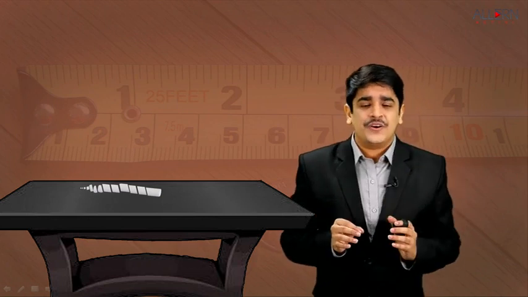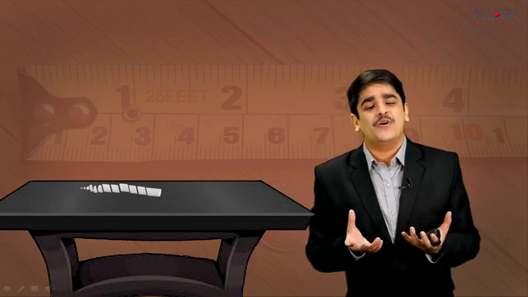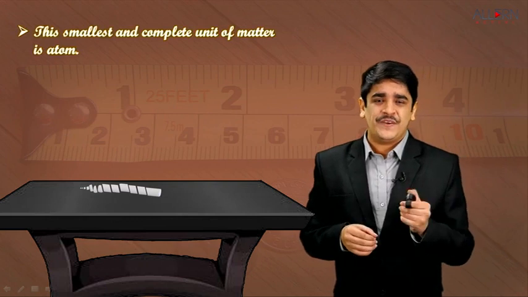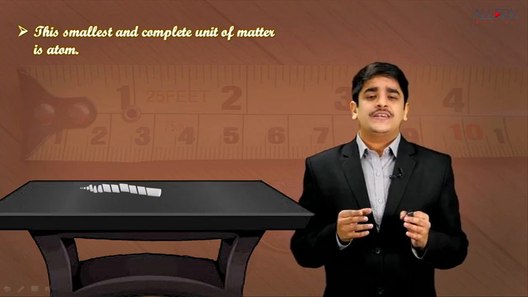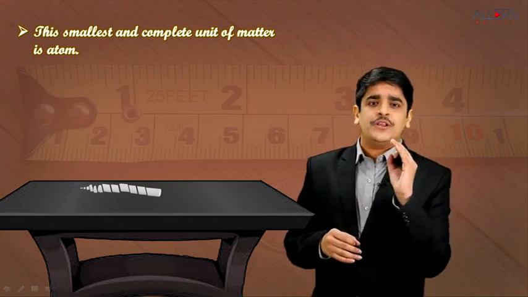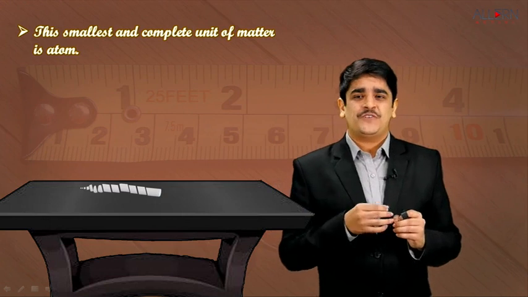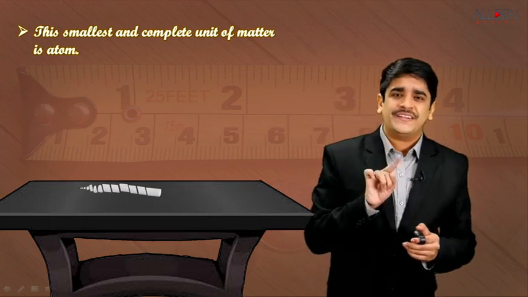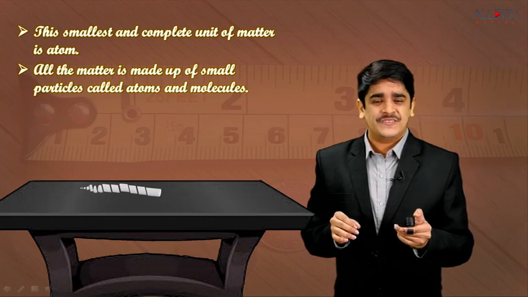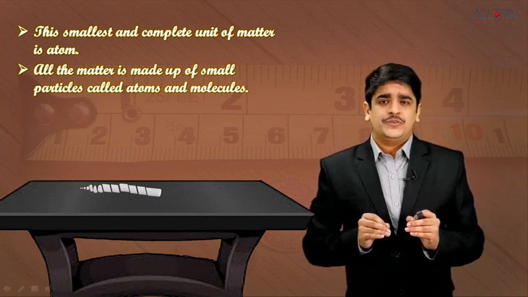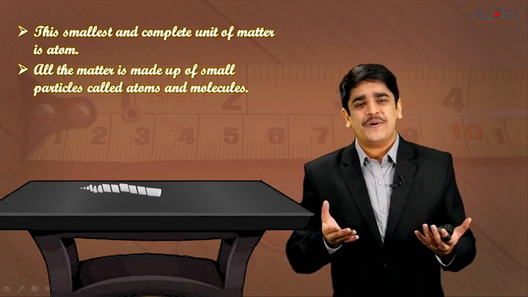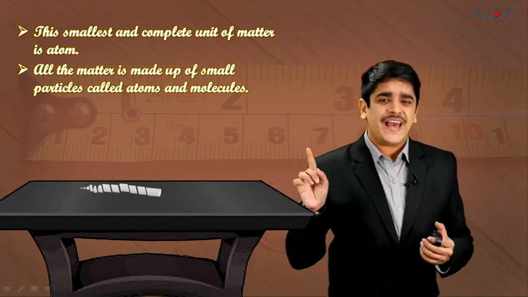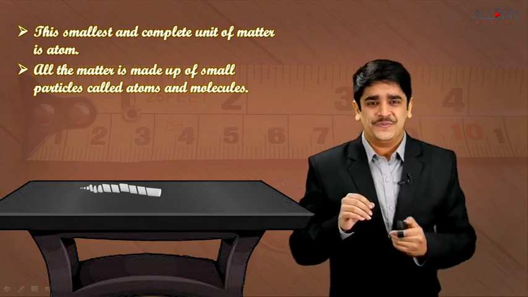And atoms over here, one must understand, are the building blocks of chemistry. They are the building blocks of matter. So there we have it. This smallest and complete unit of matter is called an atom. It is the fundamental unit of matter. It is the smallest unit of matter. It is small, but yet it is complete. In a similar manner, all the matter is made up of small particles. And what are these small particles? These particles have only two names. First one is atom and second one is molecule.